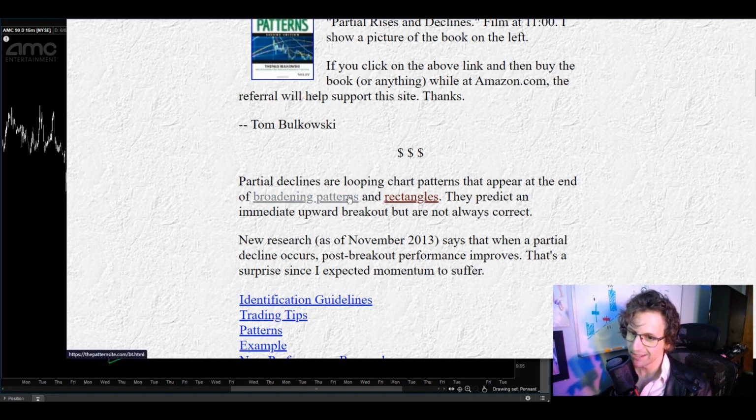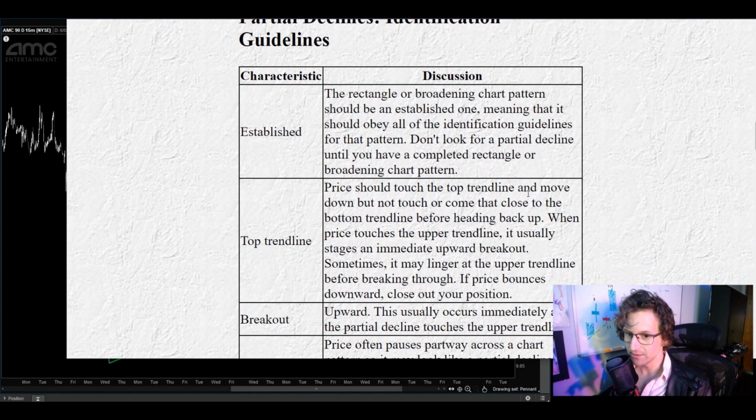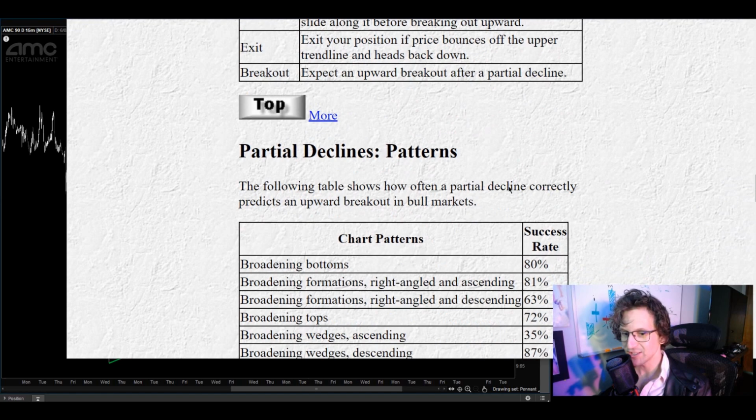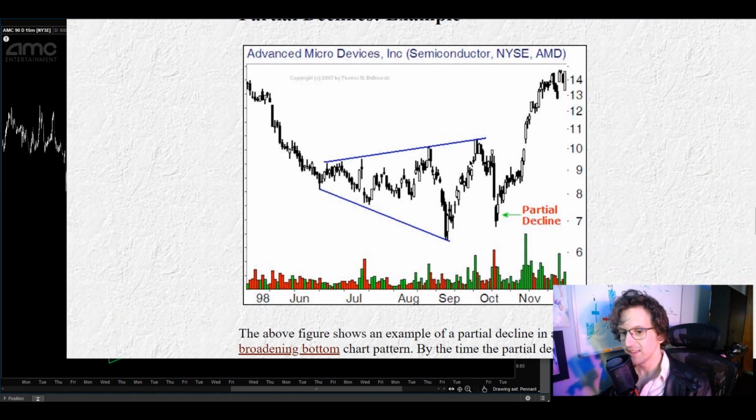And he says broadening patterns and rectangles, I find them to be useful in channels as well. And it's possible that he actually might even mention it there. But here's the basic concept, that as the price moves from one side of a pattern to another, and it stops before reaching the absolute opposite side of the pattern, this would be a partial decline or a partial rise, depending on which way the price is going.